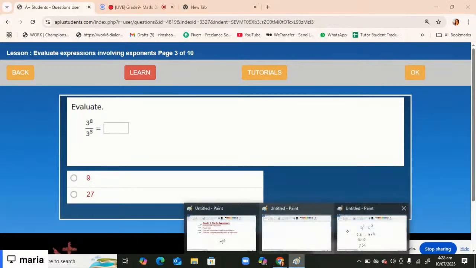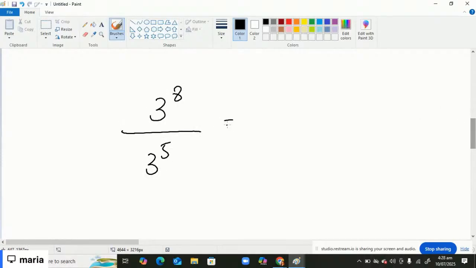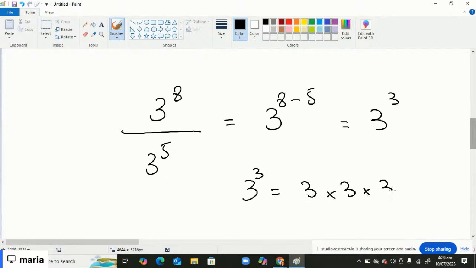3 to the power 8, 3 to the power 5. So 3 to the power 8 minus 5 is 3 to the power 3. So you are going to write down 3 how many times? 3 times. Okay? 3 times 3 is 9, 9 times 3 is 27, and that is our answer.